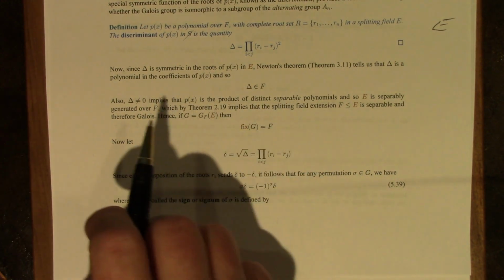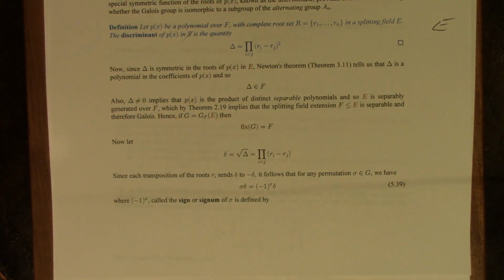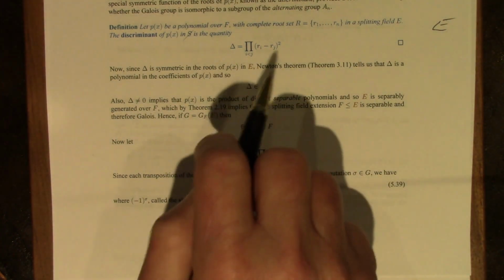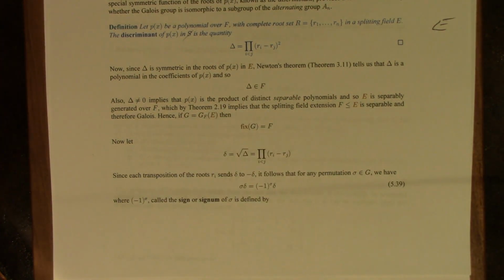Also, delta different from 0 would imply that P of x is a product of distinct, separable polynomials. In other words, delta not 0 means that there are no multiple roots, but we didn't say P of x had to be irreducible, so the best we can say is that it's the product of distinct, separable polynomials.